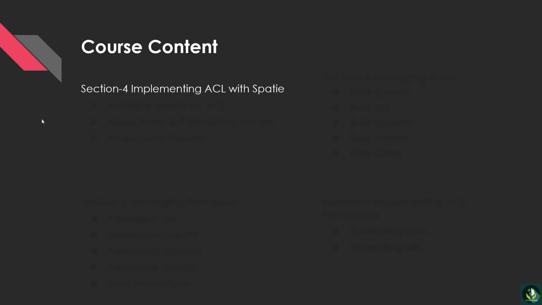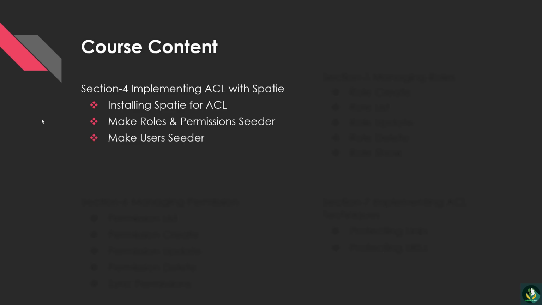In our next section, we will implement ACL with the Spatie package. We will learn how you can install the Spatie package for access control list. We will make roles and permissions header. We will make user seeder.